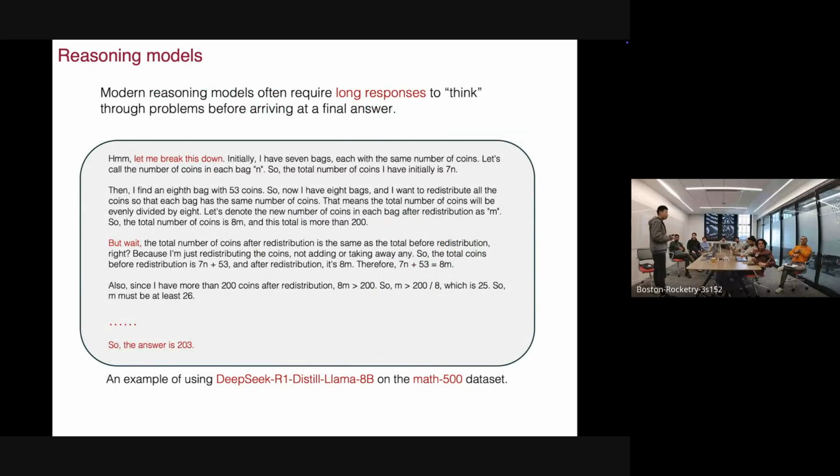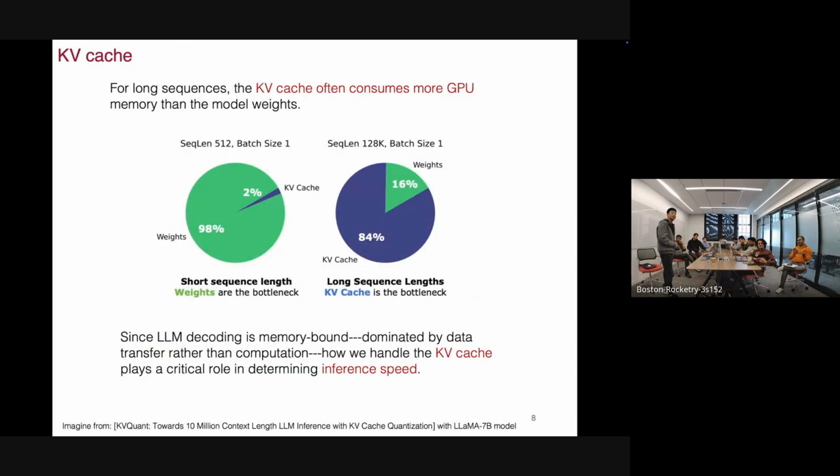Additionally, recent models such as DeepSeek R1 or GPT-O1 require long responses to think through the prompt before they give you a final answer. And this is one example, when I was running DeepSeek R1 on the Math 500 dataset. As you can see, the model needs to break down the prompt into several pieces. It needs to do a lot of chain of thought. It needs to do self-correction. It needs to say, oh, wait, I may be wrong, I need to think about the prompt again. And that's such a long response before giving you the final answer.